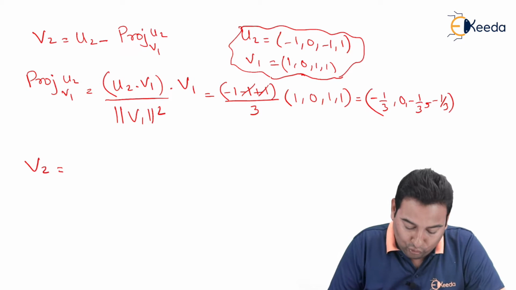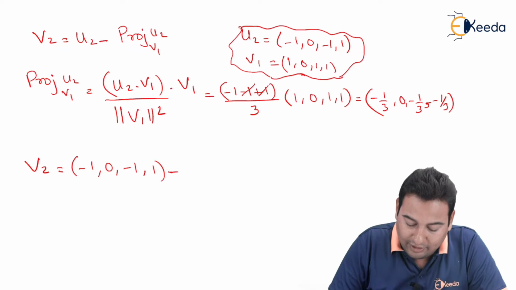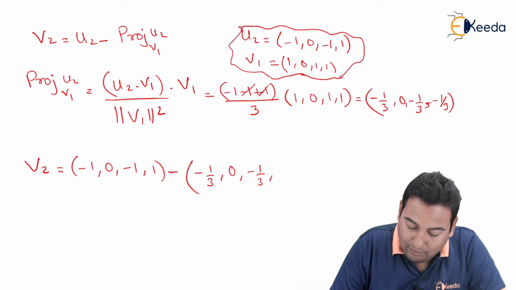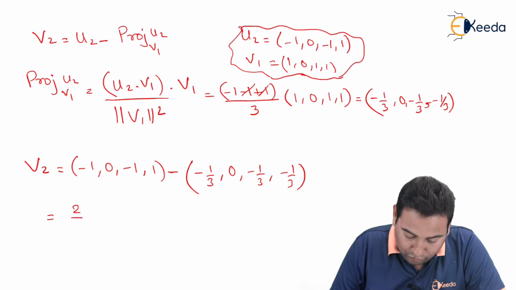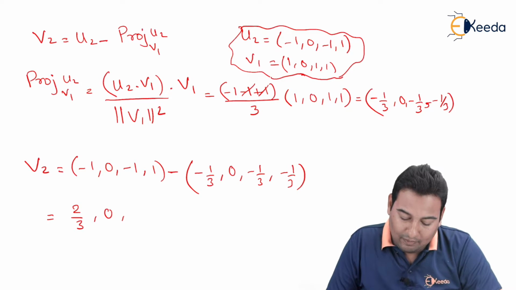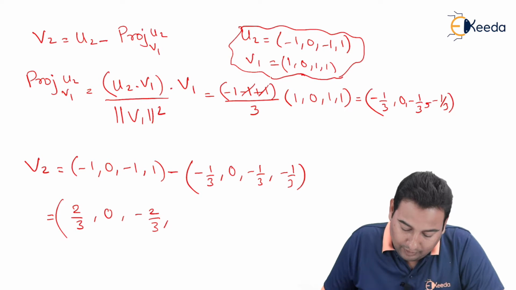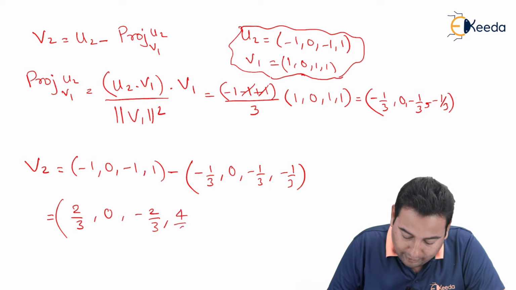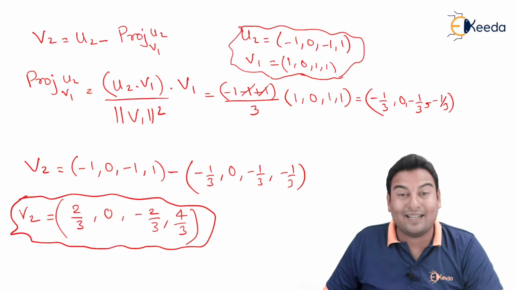Therefore v2 is u2, that is -1 0 -1 and 1, minus the projection of u2 on v1, that is -1 by 3, 0, -1 by 3 and -1 by 3, which is equal to: this is -2 by 3, this is 0, -1 plus 1 by 3 is -2 by 3, 1 plus 1 by 3 is 4 by 3. This is the value of v2. We got the second vector also.